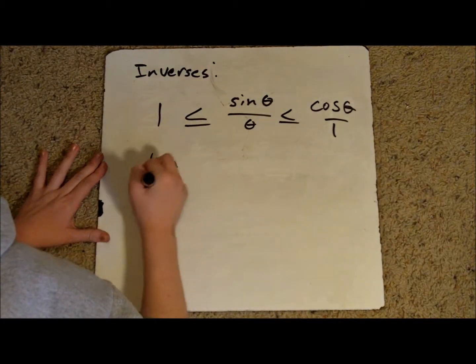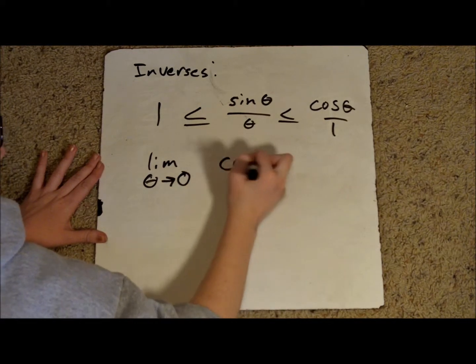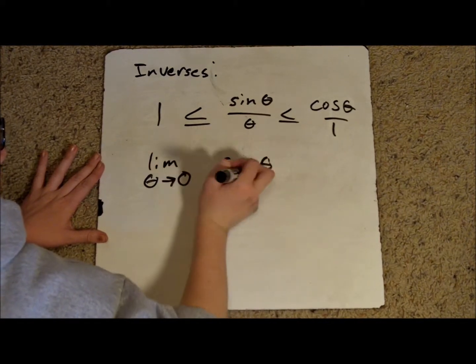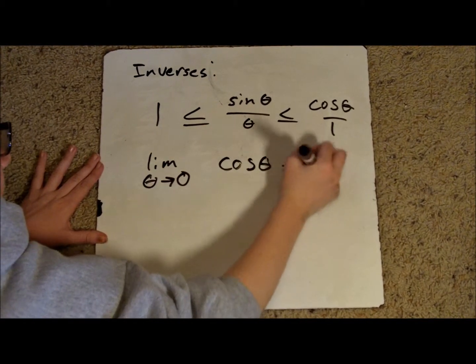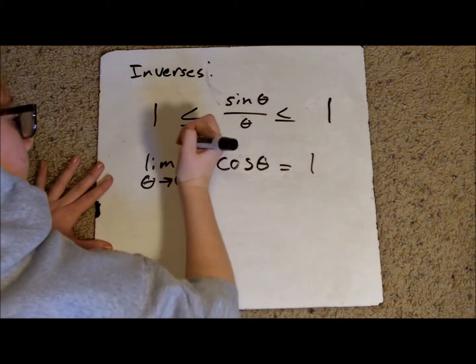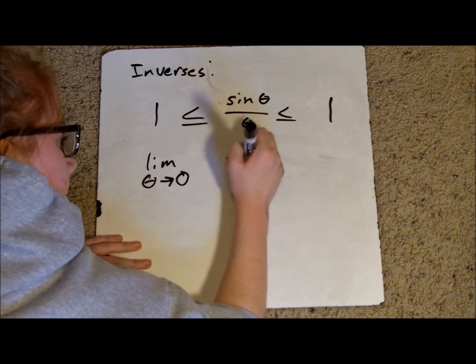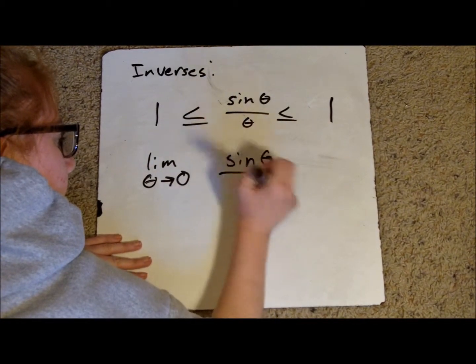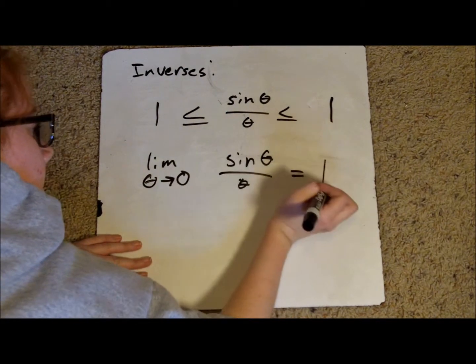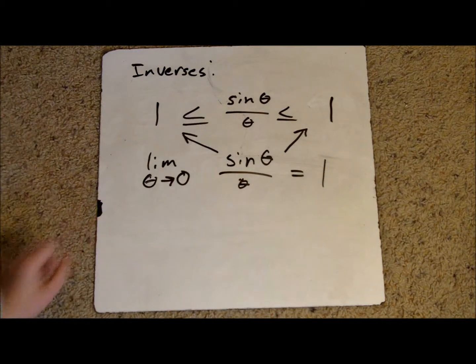Since we are finding the limit as theta approaches 0, and we also know that cosine theta when theta equals 0 is 1, we can replace the cosine theta with 1. And here we find that the limit as theta approaches 0 of sine theta over theta must equal 1, because it cannot be greater than or less than 1.